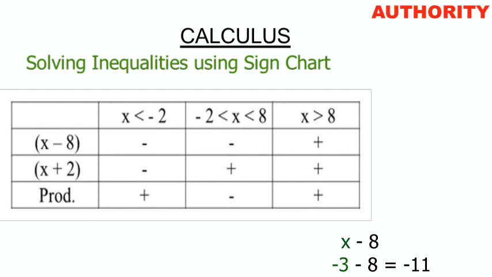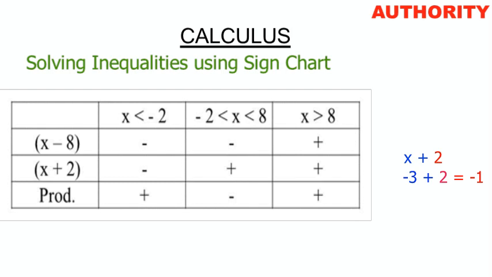So we have minus. Okay, still in the same range, let's pick the same minus 3 and place it in the second expression, which is x plus 2. So we have minus 3 plus 2 is minus 1. So we have minus. So under the product, minus times minus will give us plus, okay?